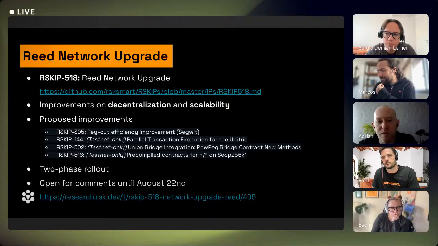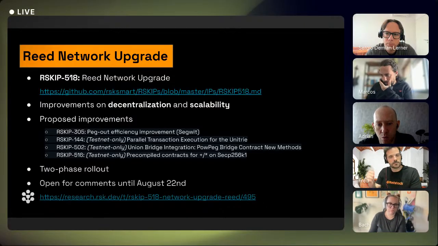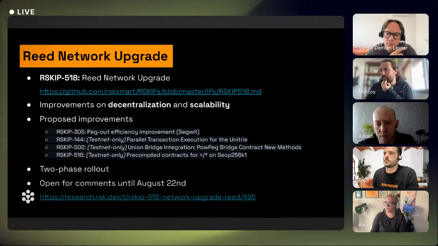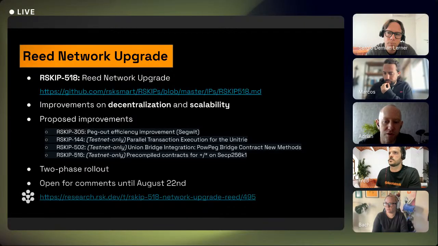After some conversations we've been having with the different teams working on READ, and considering that some of these features will need a little bit more time, we are also looking at a 2-phase rollout strategy. This basically means that we are starting with RSK IP 305, hopefully very soon, followed by the Testnet-only features shortly after. So we are thinking of having 2 different releases for READ. That said, we don't have specific days yet. Of course, we will wait to see the community's feedback before locking down the timeline.